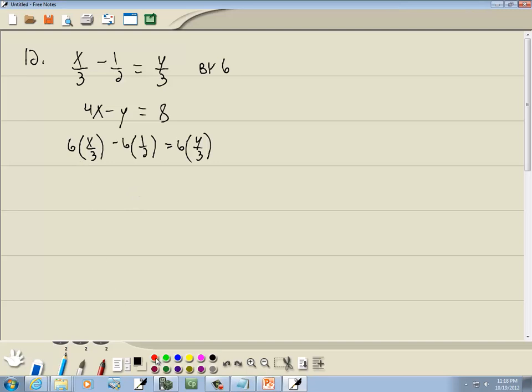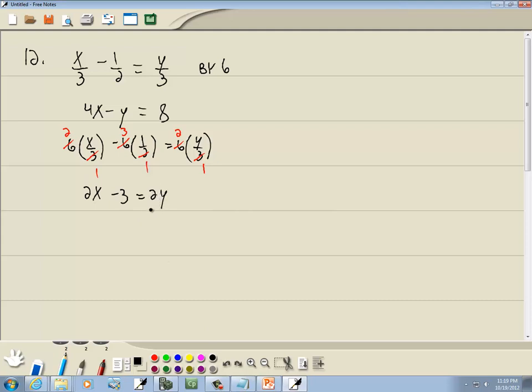Well, the 3 and 6 are both divisible by 3. 3 divided by 3 is 1. 6 divided by 3 is 2. 2 and 6 are both divisible by 2. 2 divided by 2 is 1. 6 divided by 2 is 3. And 3 and 6 are both divisible by 3. 3 divided by 3 is 1. 6 divided by 3 is 2. So this becomes 2x minus 3 equals 2y.